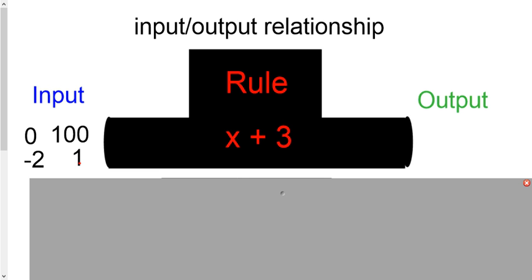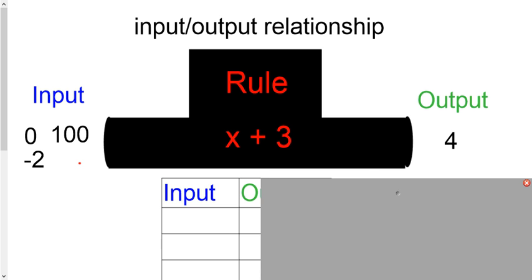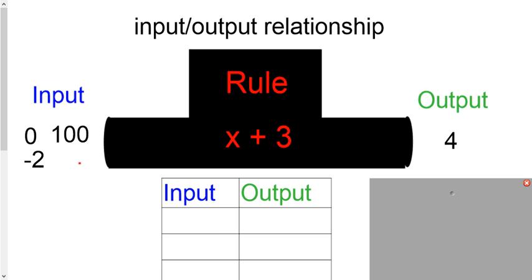Let's run this number through first. 1 plus 3 is 4. It's not too hard, right? 1 plus 3 is 4. So 1 was our input, 4 was the output. I wonder what would happen if I ran it through there again. Well, let's just try it again. Push 1 through, 4 comes out. If I push in a 1, I get a 4.